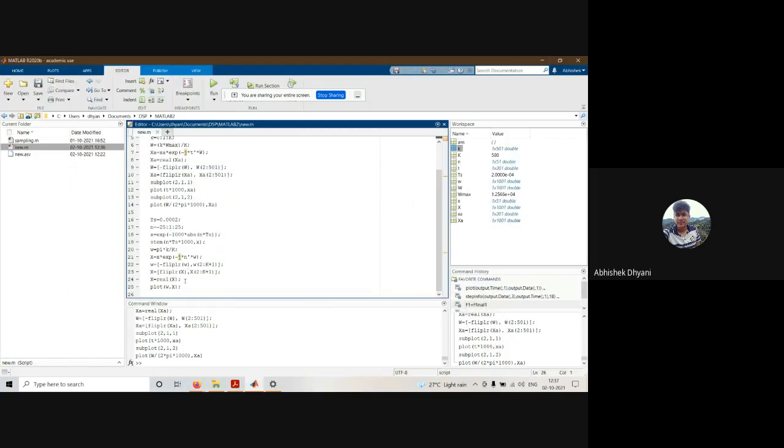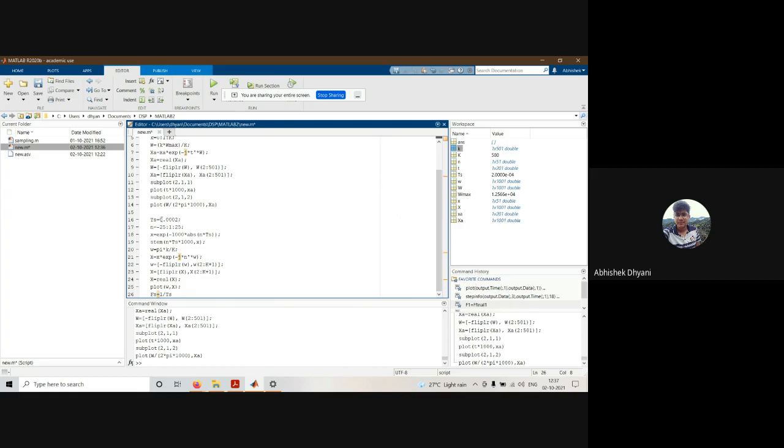So if you take f of s, which is now the sampling frequency of the reconstruction filter, then I can simply take it as 1 by ts, where ts was the sampling interval with which we had originally sampled the signal.